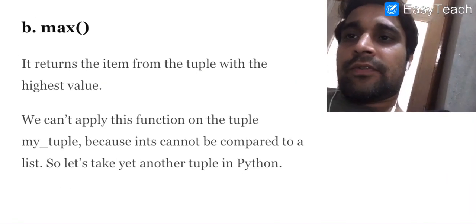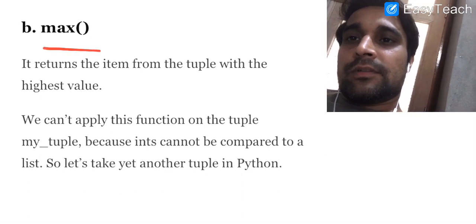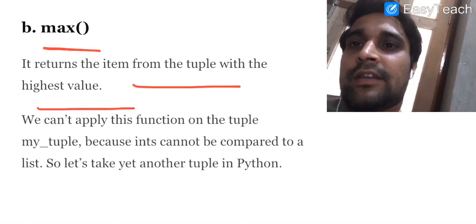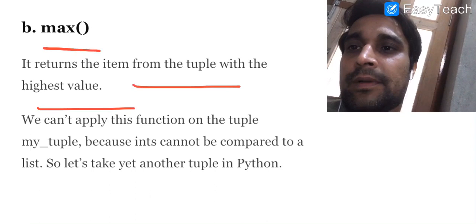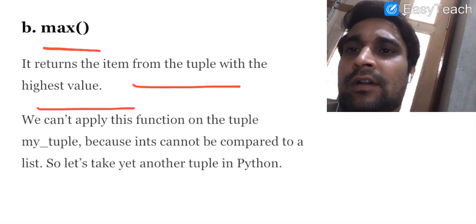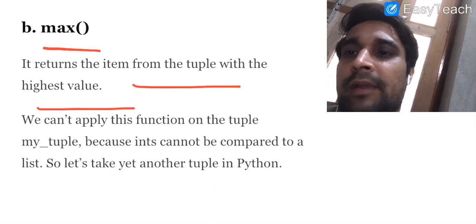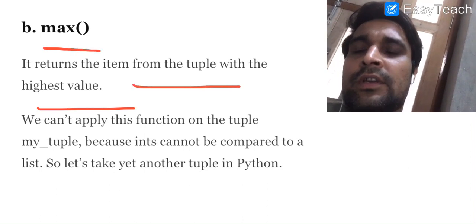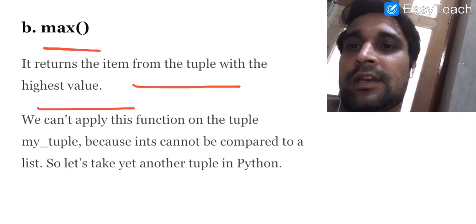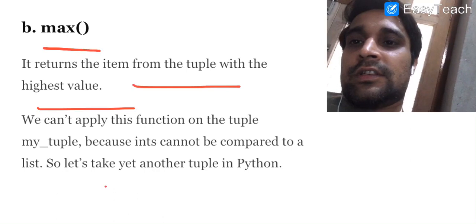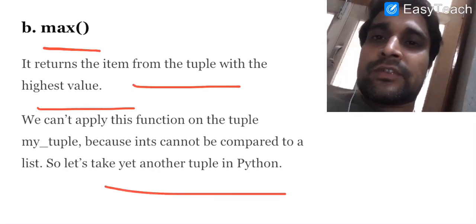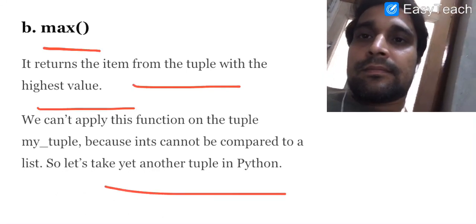Our next function is max function. Max function returns the highest value available in the tuple. We cannot apply this function on my tuple that we have created, because in that tuple we have used a list also. So now we will discuss this max function with the help of some other example.